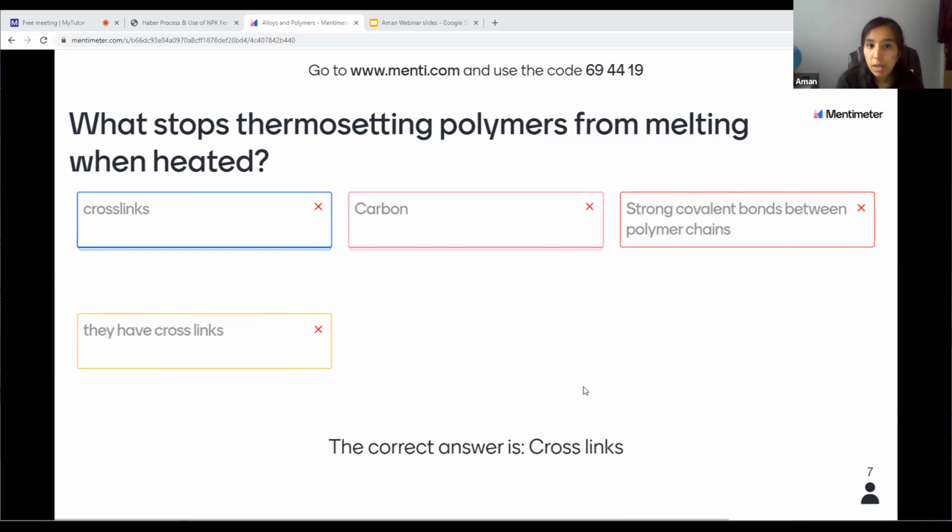Whereas thermosetting polymers have cross-links, which are covalent bonds. And you'll remember covalent bonds are really strong bonds. So we have to add a lot of heat to get them to melt. And that's why often at normal temperatures, they will not melt when heated.